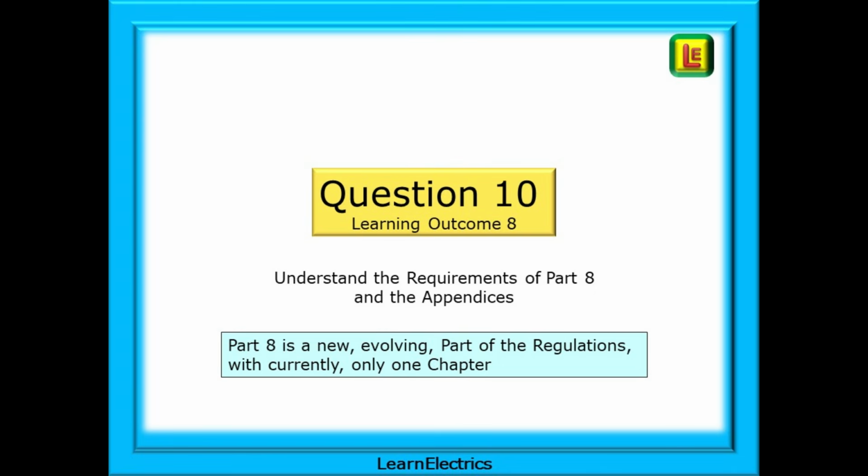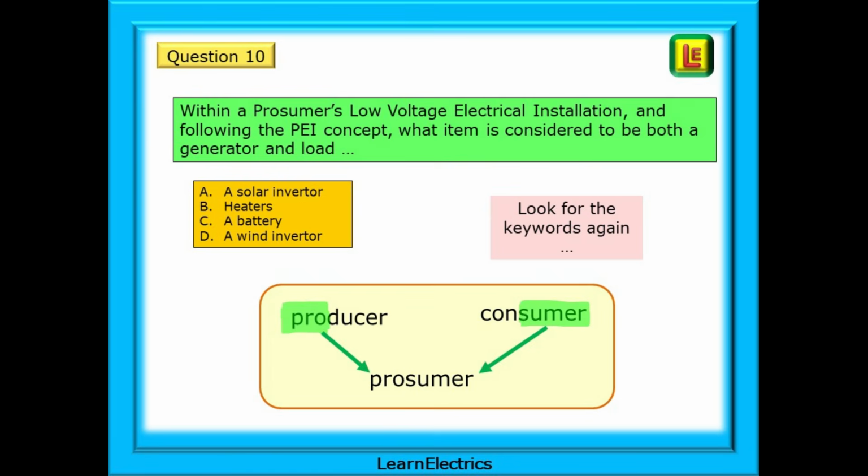Finally, to question 10. Understand the requirements of Part 8 and the appendices. Within a prosumer's low-voltage electrical installation, and following the PEI concept, what item is considered to be both a generator and load? For some people, the word prosumer is new to them. It just means an installation and equipment that can both produce electricity and consume it. Join the two words together and they came up with prosumer.